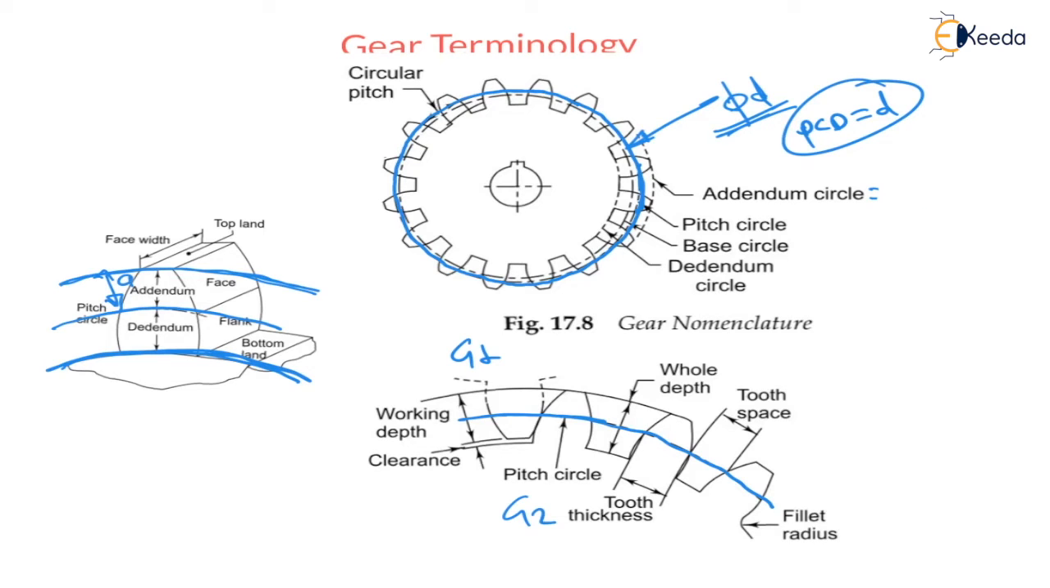And again there is a dedendum circle. See, the dedendum circle: this portion is dedendum d, and this portion is dedendum d, right? Therefore, for the dedendum circle, from the pitch circle diameter we have to subtract 2d. Pitch circle diameter is D, and here 2d is the dedendum. This small d is for dedendum, and the capital D is for pitch circle diameter, right?